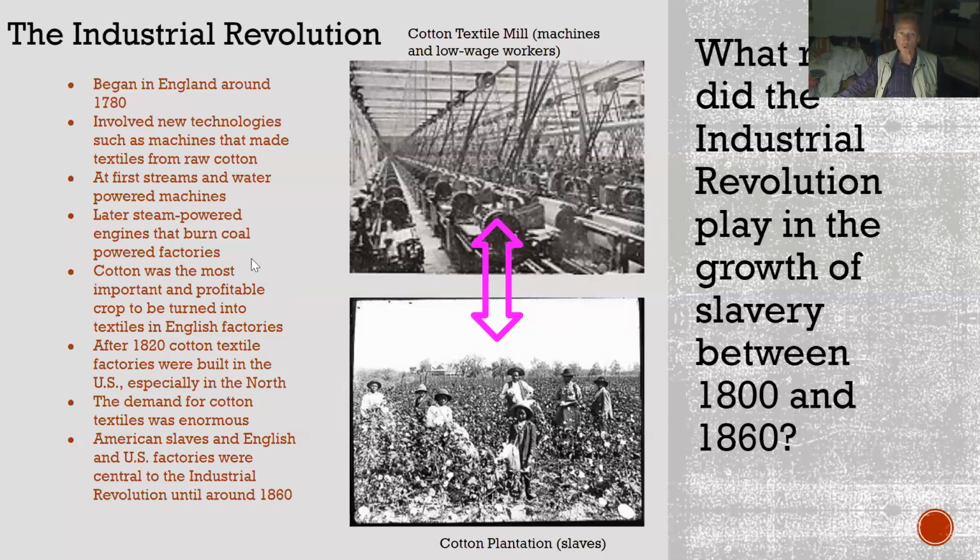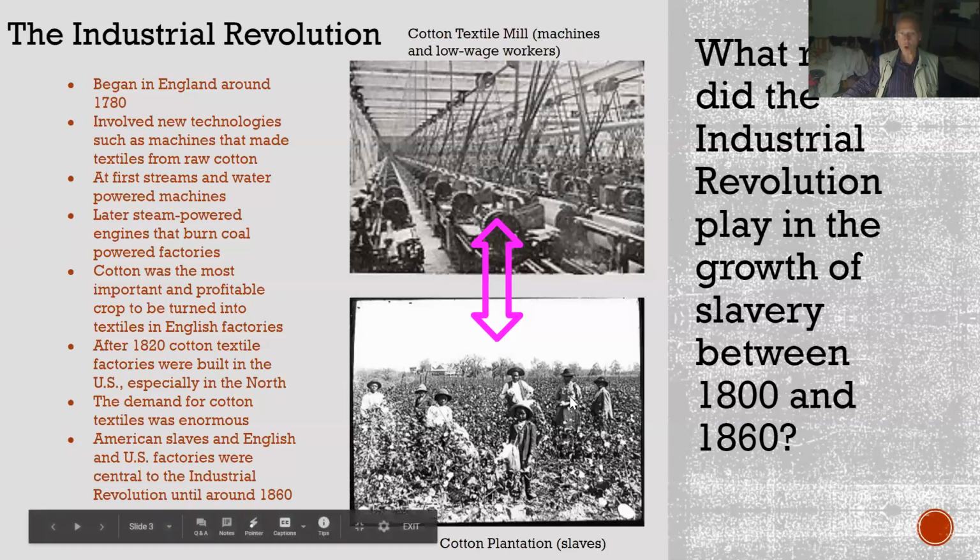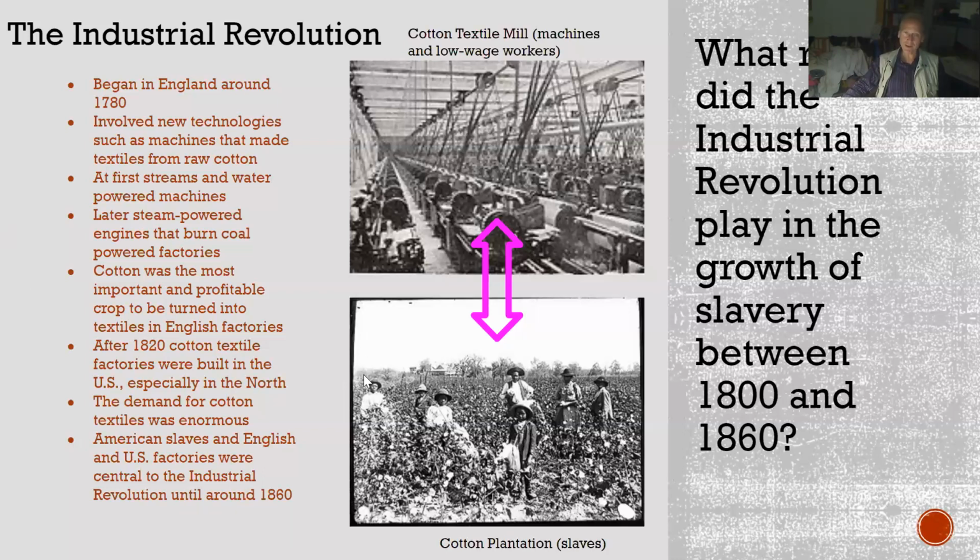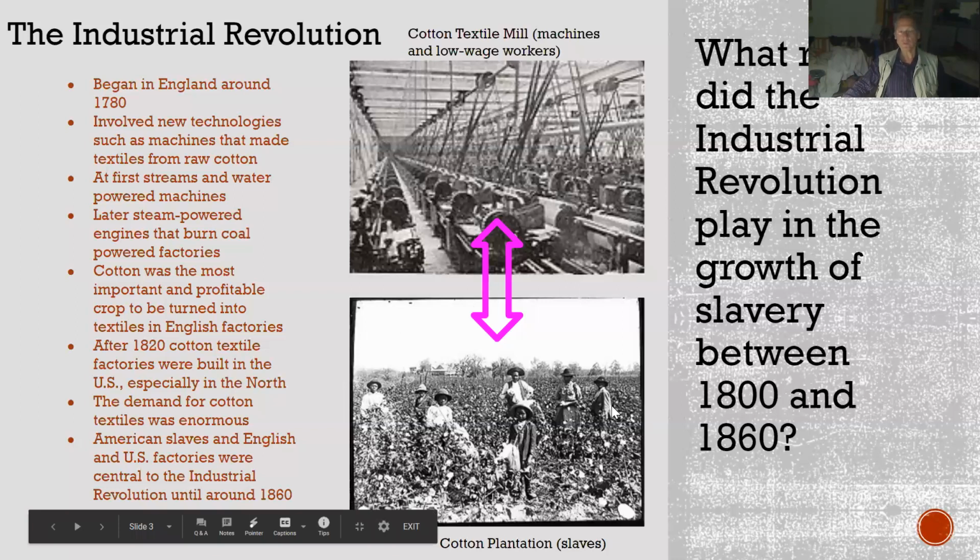Cotton was the most important and profitable crop to be turned into textiles in English factories. So it was central to this Industrial Revolution. And in turn, the Industrial Revolution was so successful at producing cheap cotton textiles that even poor people around the world and in England could buy, that it increased the demand for raw cotton. And that increased demand for raw cotton led to the increase of the number of slaves in the South of the United States. So I hope you see this connection.